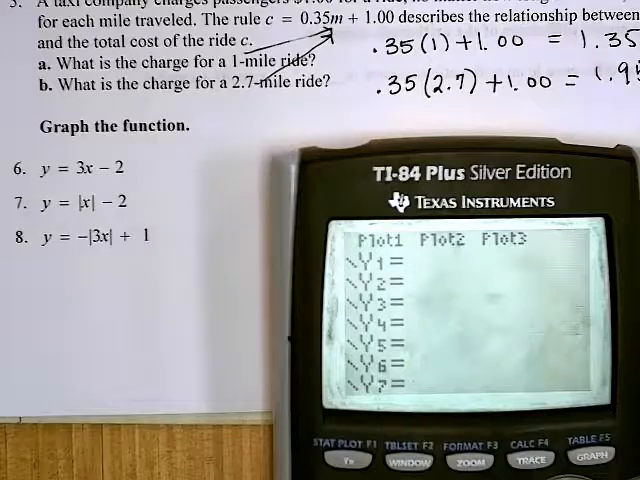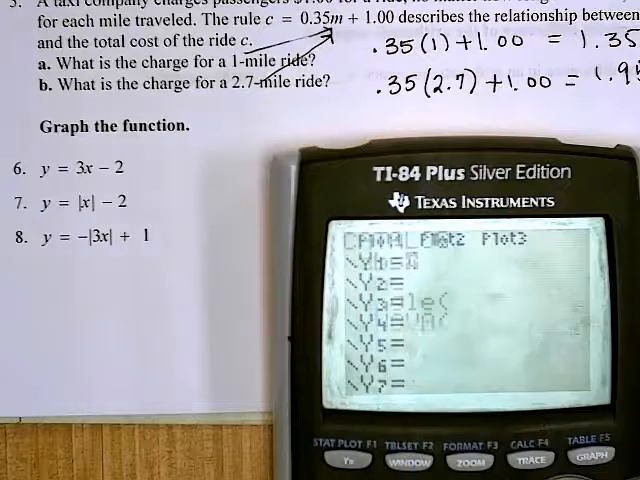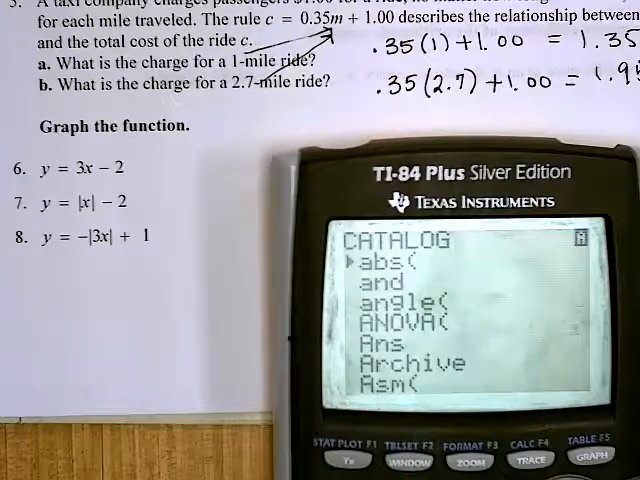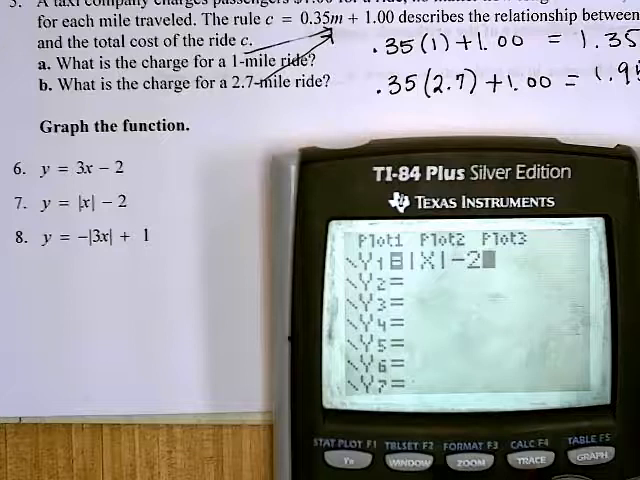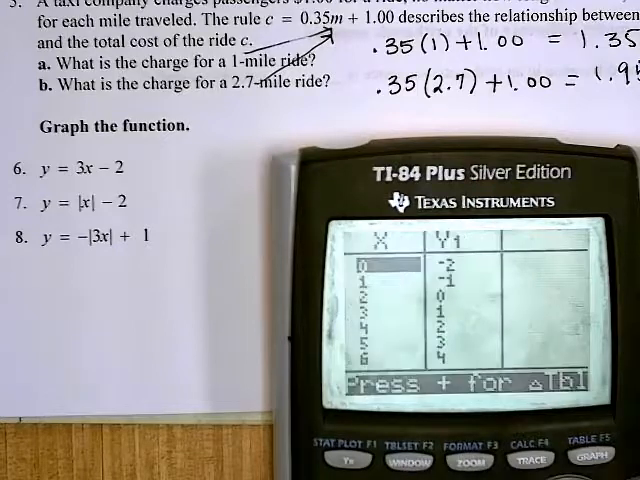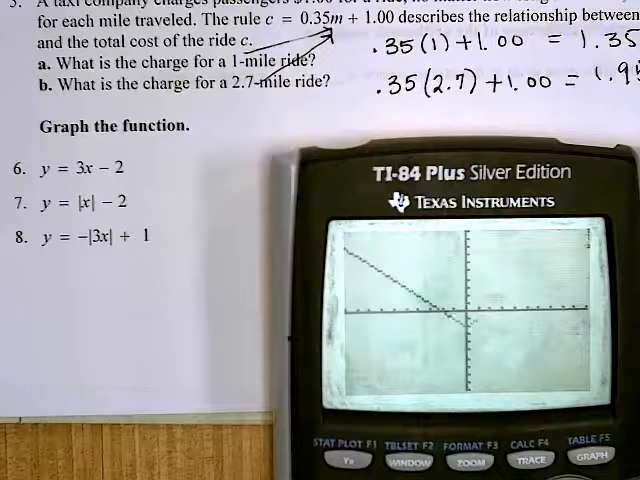How do you get absolute value bars inside y equals? Do y'all know how to do that? How do you get absolute value? Second 0 is where you're going to go. Second 0 brings you to the catalog, and the first option in the catalog are the absolute value bars. And inside there you place x, and then you put minus 2, and then you can go to the table. But what is probably more helpful is to go to the graph.